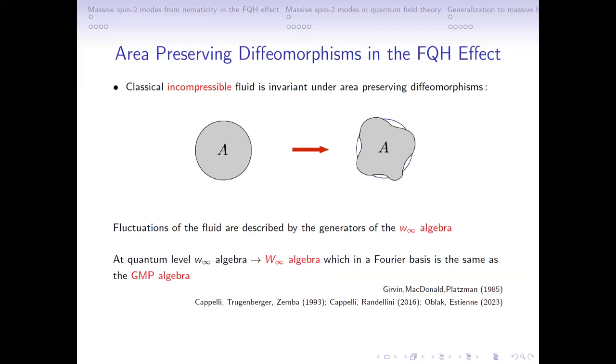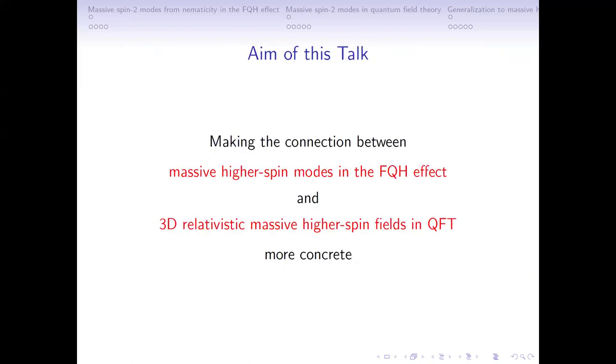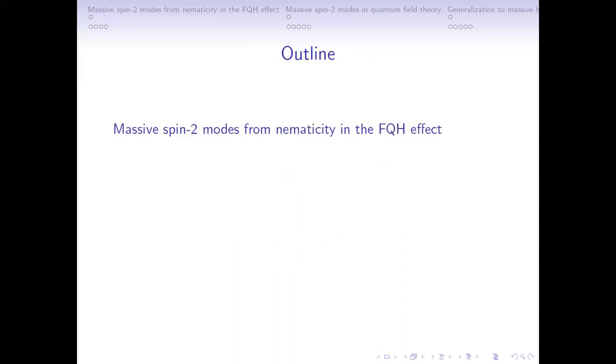So this was the introduction. That's the aim of this talk. I want to make the connection between these massive high spin modes in the fractional quantum Hall effect, all these different area preserving fluctuations, and three-dimensional relativistic massive high spin fields in quantum field theory. I want to make it more concrete. The connection is that I will take a cleverly chosen limit of the relativistic case and see that you get exactly these massive high spin modes in the fractional quantum Hall effect. That's the connection I would like to explain.